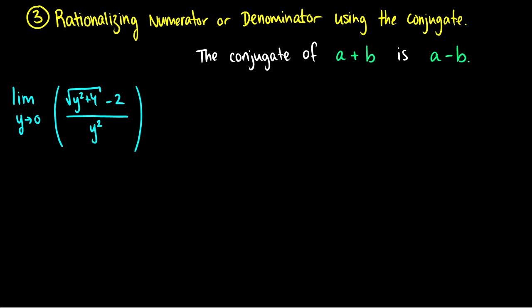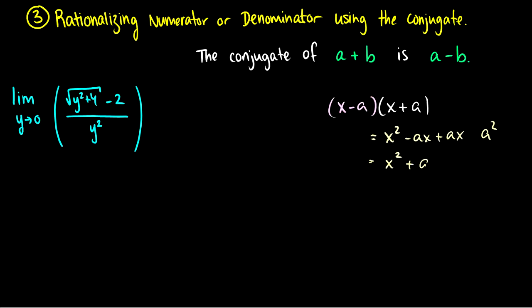Well, if we have some a plus b, then the conjugate is just a minus b. So what happens when we take x minus a and we multiply by the conjugate x plus a? What nice thing happens here? Well, we end up with x squared minus ax plus ax plus a squared, which just gives us x squared. This should be minus a squared, so it should be x squared minus a squared.